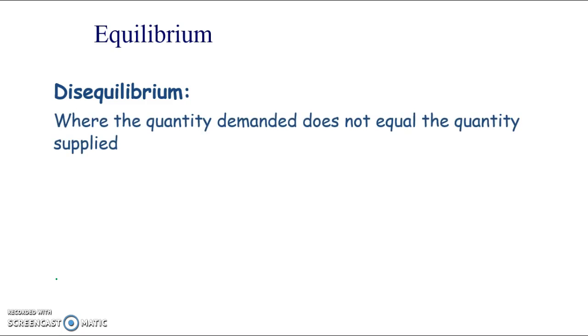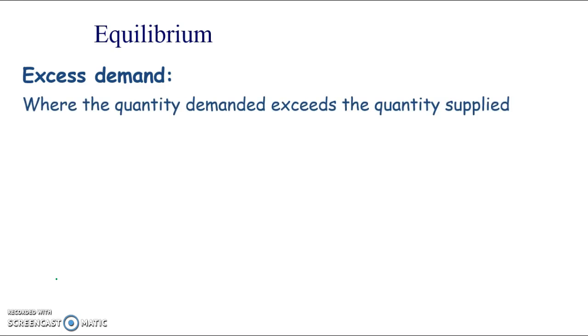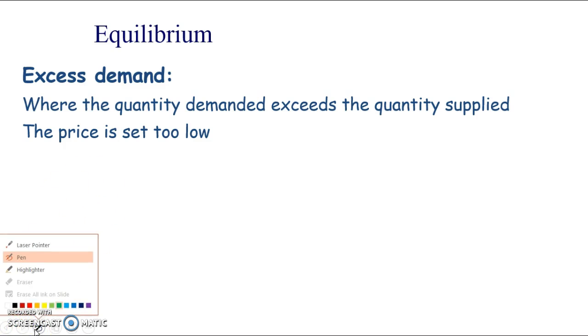Disequilibrium is where quantity demanded does not equal the quantity supplied for some reason. It could be because of excess demand, it could be because of excess supply. So let's have a look at what excess demand and excess supply mean. So excess demand is where the quantity demanded exceeds the quantity supplied. And we also know that this happens when the price set is too low.